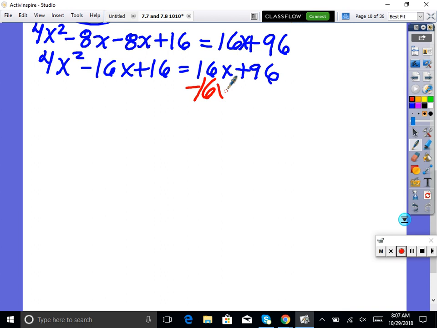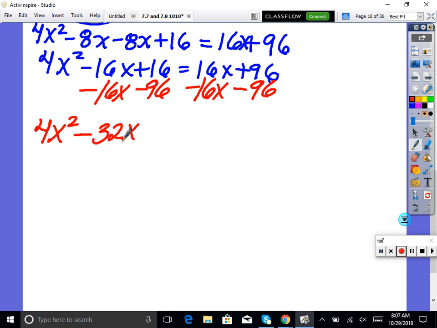Subtract 16x, subtract 96. So now we have 4x squared minus 32x minus 80 equals 0. Now everyone, right now I can't quick factor because of that 4 in front, but couldn't I factor out a 4? Let's do that so we can quick factor. So let's pull out a 4. Divide by 4, divide by 4, divide by 4.